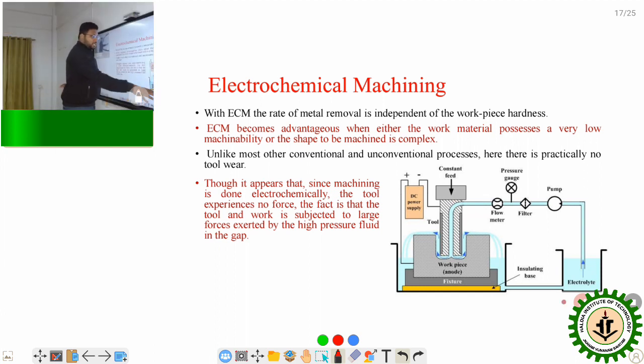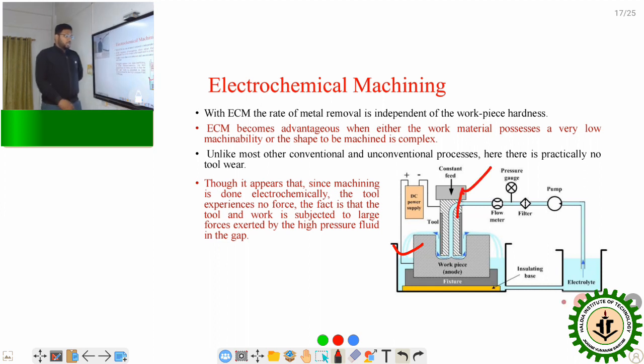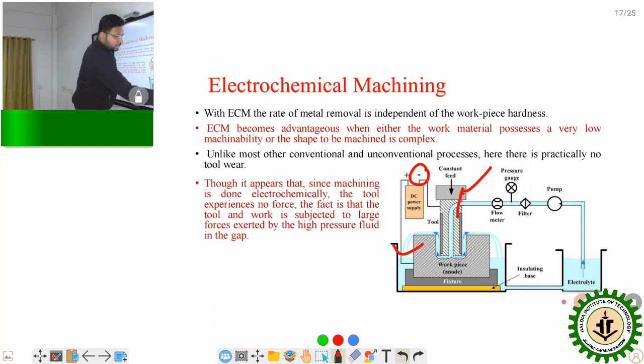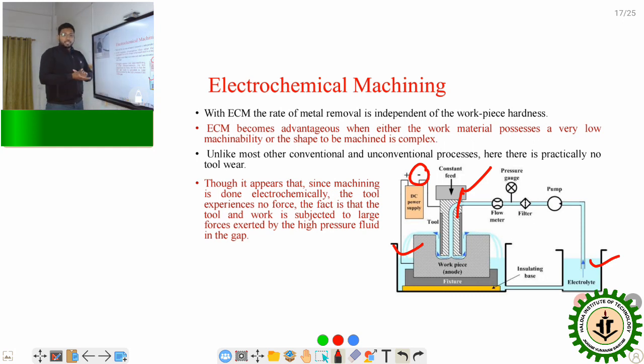So basically we can see this is a schematic diagram of the ECM setup where this is a workpiece, anode, and this is a tool. This is a cutting tool. This cutting tool is connected with the negative power source, cathode, and the workpiece anode is connected with the positive power source. Both the workpiece and the tool are submerged in this electrolyte. A common example of electrolyte solution is NaCl solution.